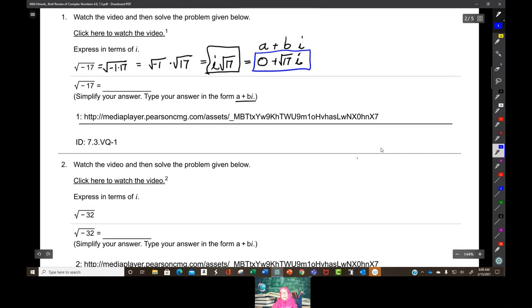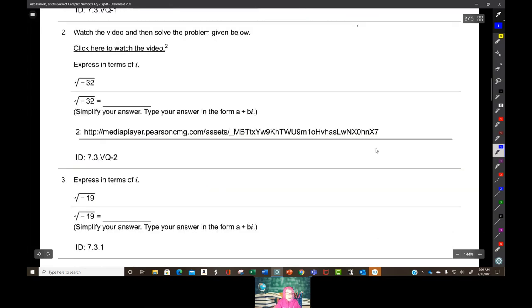Let's try another one. This one's going to be a little harder. Remember dealing with radicals? You had a whole chapter on radicals when you took intermediate algebra or algebra 2. And you had to do something called simplify the radical. This is pretty scary stuff. Well, aside from the square root of negative 32 being negative 1 times 32, the fact is that 32 has a square root hiding in it.